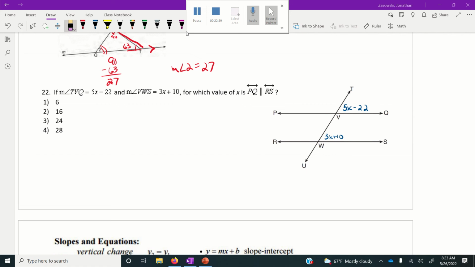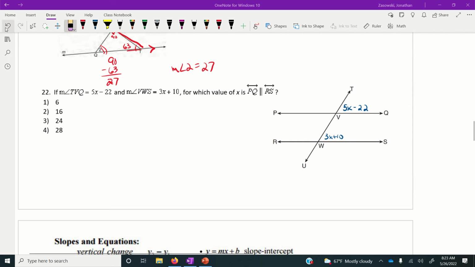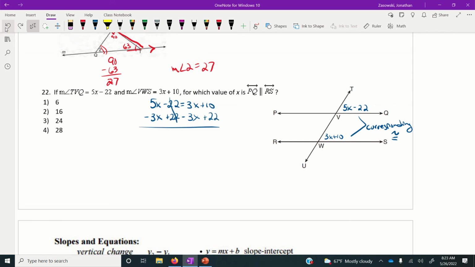All right, so starting with the two angles, 5x minus 22 and 3x plus 10. Notice that they are in the same position here, so those angles are corresponding. They're going to be equal. So we set up our equation. Okay, to solve, we're going to move that 3x over first, and then we can move that 22 back to the other side to get us 2x is equal to 32.